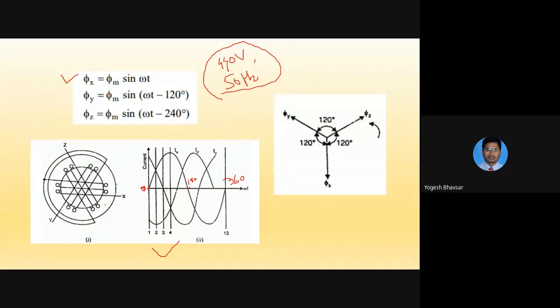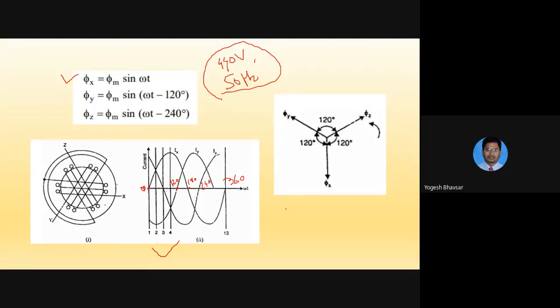Similarly, phase Y, where will it start? This point, and this point will be 120 degree. Similarly, phase Z, which will start from 240 degree. So in between each phase, there will be a difference of 120 degree.